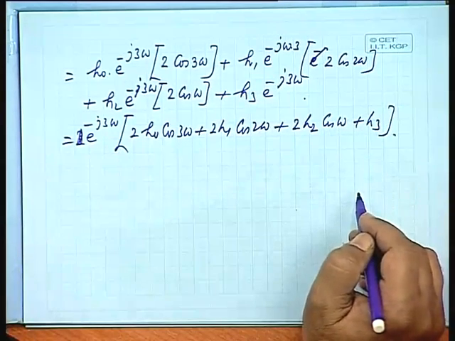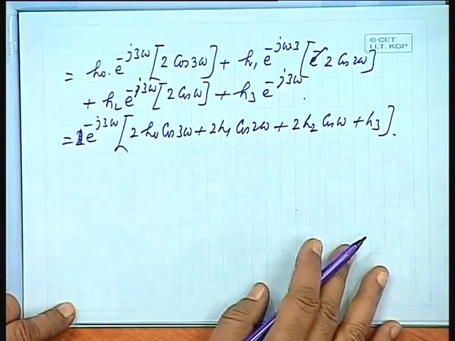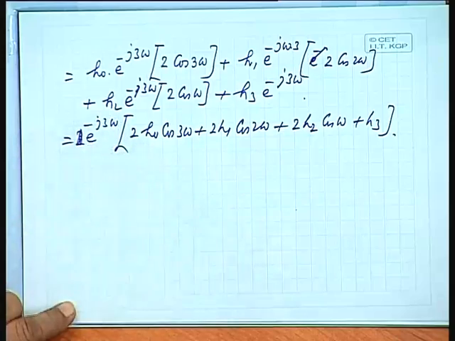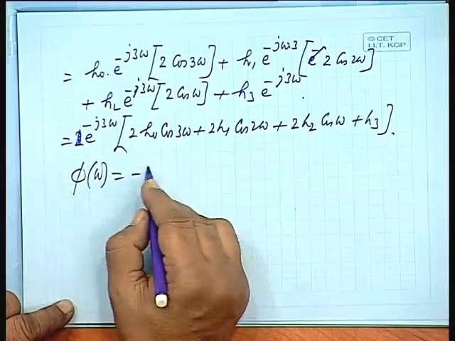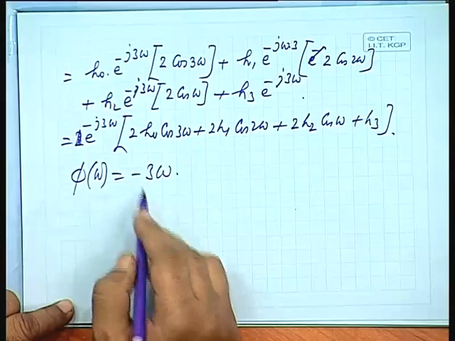So, these are all real quantities. There is an e to the power j theta term. So, directly you get the phase as 3 omega. Phase is varying linearly with omega. Is that all right? So, phase is minus 3 omega. The magnitude is changing.